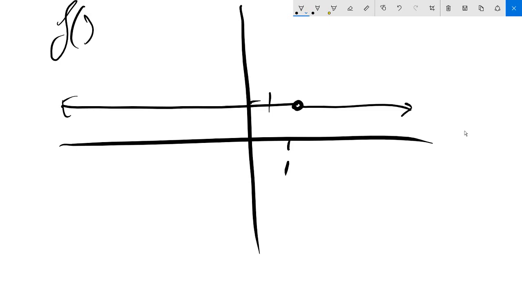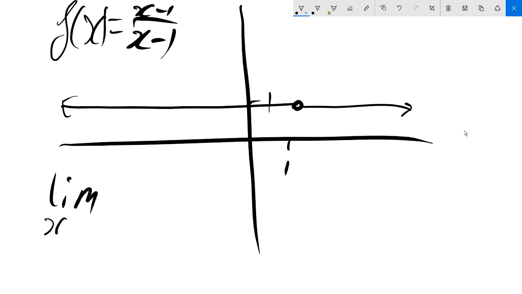Remember that our function is equal to x minus 1 over x minus 1. We can now take the limit, lim for short, of x as it approaches 1 of f of x. Let's think about what this means. As I get infinitely close to 1 from either direction, what is this value going to be?